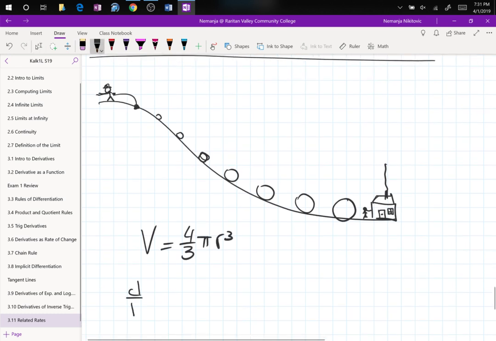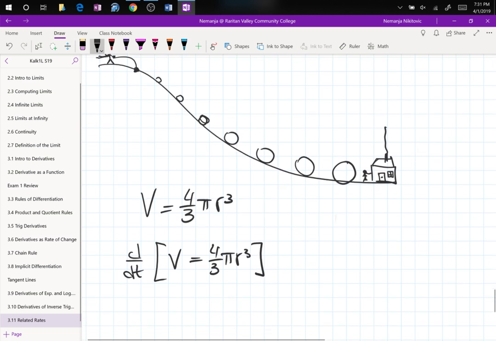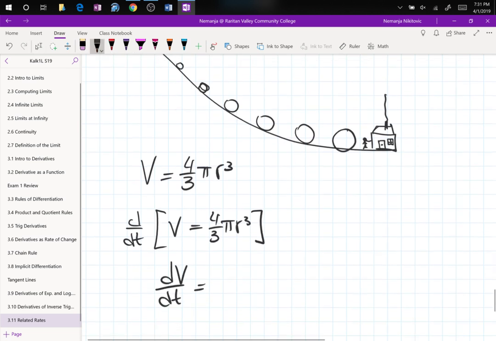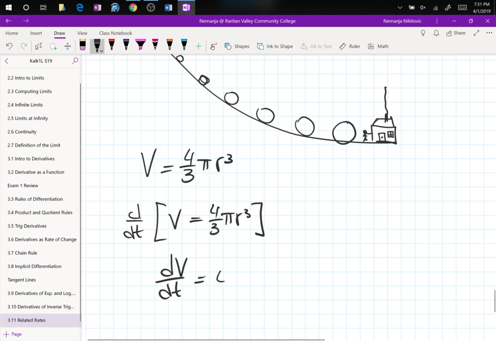When we differentiate that formula, you get dV/dt is equal to, the 3 will kill a 3, so 4 pi r squared dr/dt. Hopefully we understand the concept that as the radius grows, the size of the ball grows, and it all happens in time.